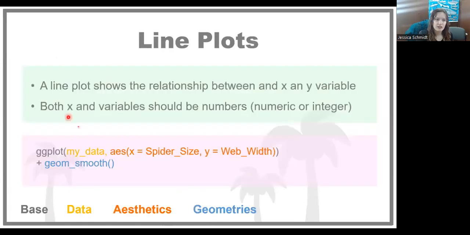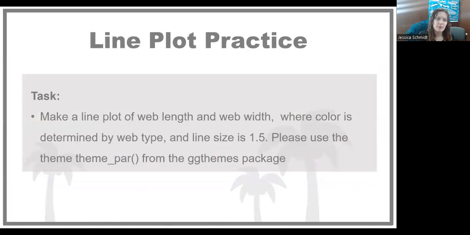So using this kind of base code here, the only change is geom smooth, the only change is the geometry. I would like you to actually try this. Make a line plot of web length and web width, where color is determined by web type this time instead of location, and line size is 1.5. We're changing size, it's just size equals. Whether it's point size or line size, just size equals, and that will give you your desired effect.